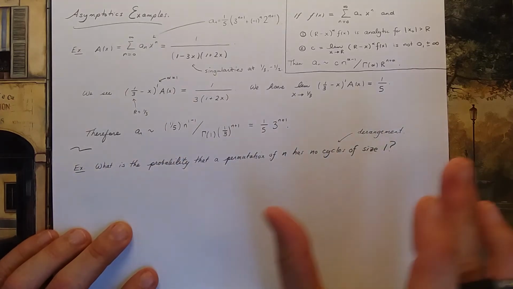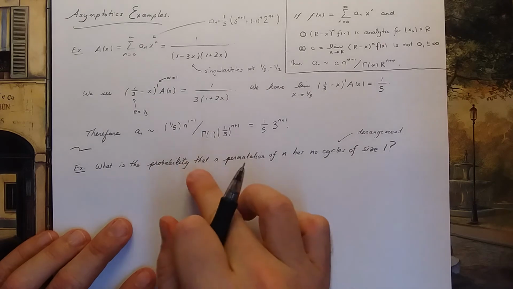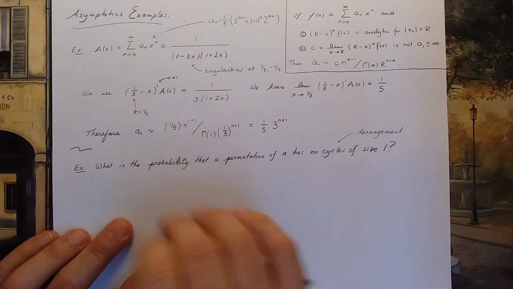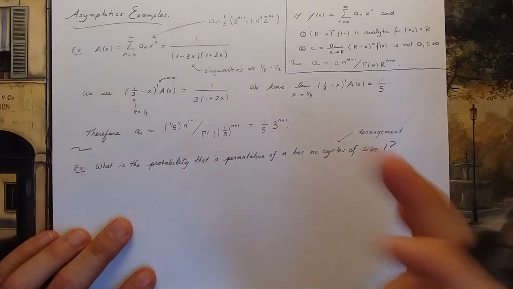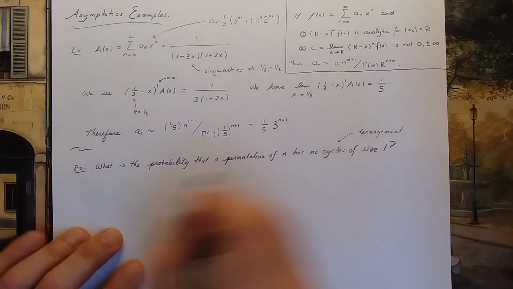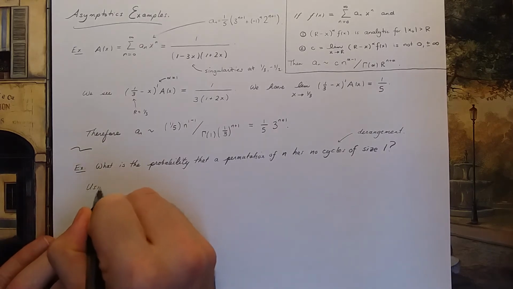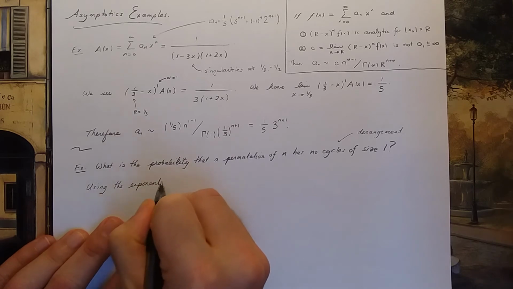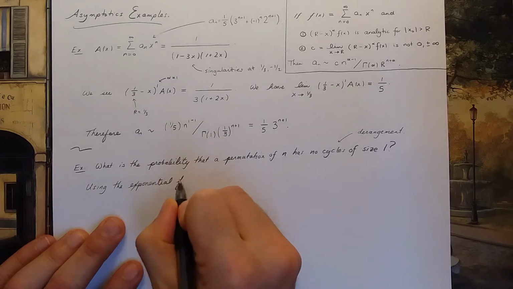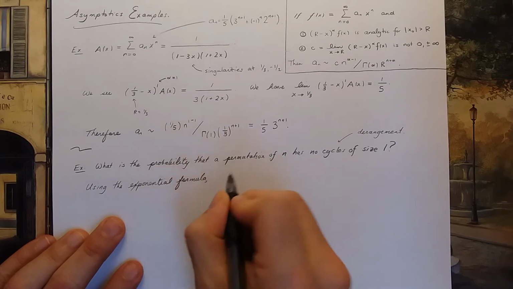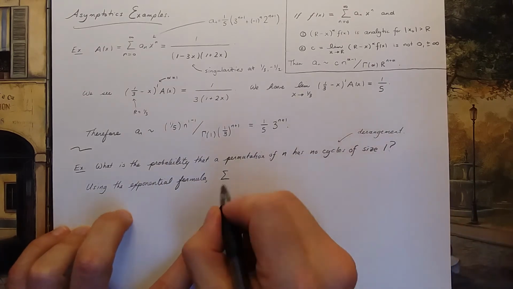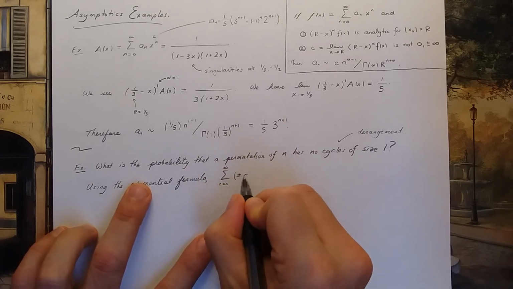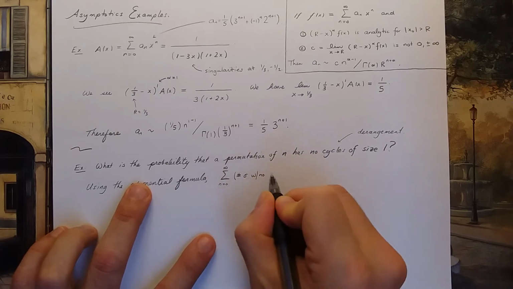Okay, this is the perfect setup for the exponential formula because I'm thinking about permutations and their cycle structure. The cycles are the cards in the hand. The hand is the total permutation of n. So using the exponential formula, I have the generating function, n going from 0 to infinity, where I'm counting the number of permutations sigma with no 1 cycles.